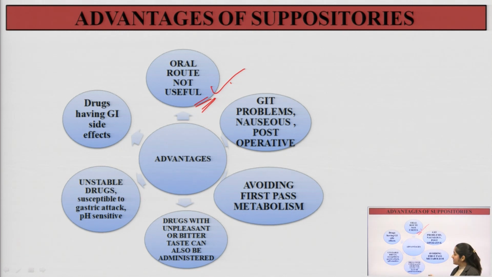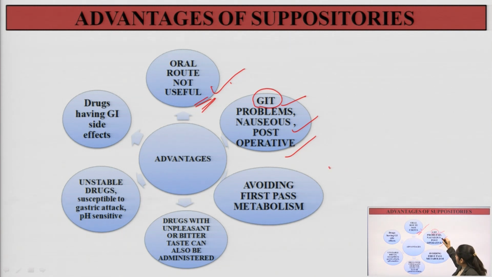Moving on to the next advantages: GIT problems, nausea, and post-operative. If any patient is suffering from any kind of gastrointestinal issue, we are not allowed to give any medication through the oral route, because the patient is unable to digest the medication, or the medication is not able to provide a 100% effect to the patient. So in such cases we are not supposed to give any medication orally if there is any sort of GIT problem.